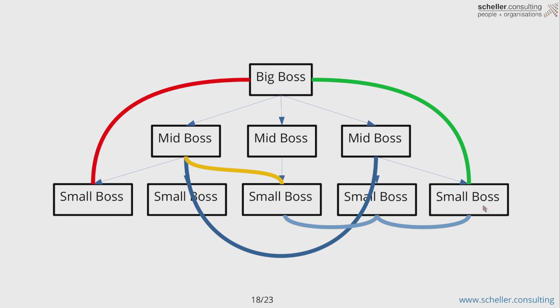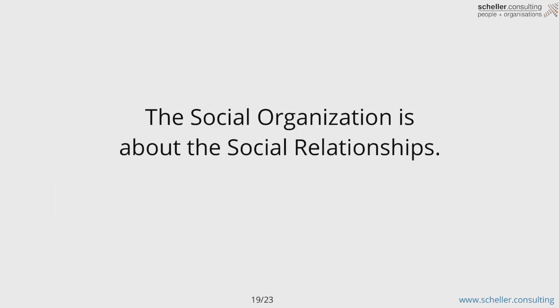These both are neighbors with their houses. This could be a family relationship. So he married the daughter of him, and these two have a long-lasting conflict over the last years, and these 3 maybe have their kids in the same kindergarten group. So we have a social relationship or network of social relationships between these people, and the social organization is about these social relationships within this company.